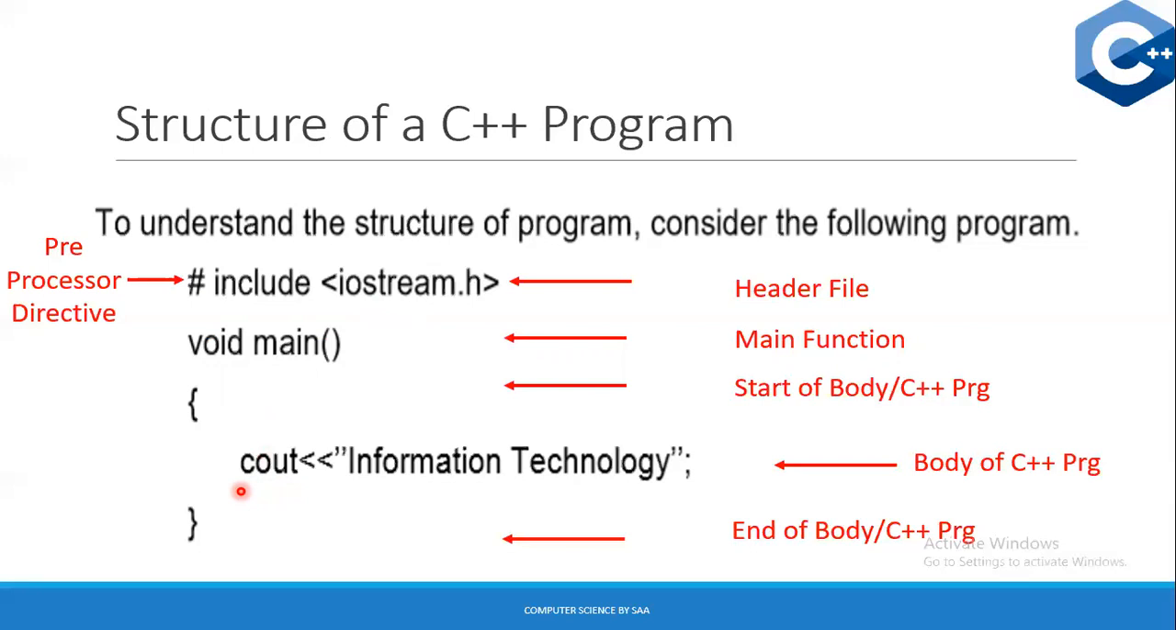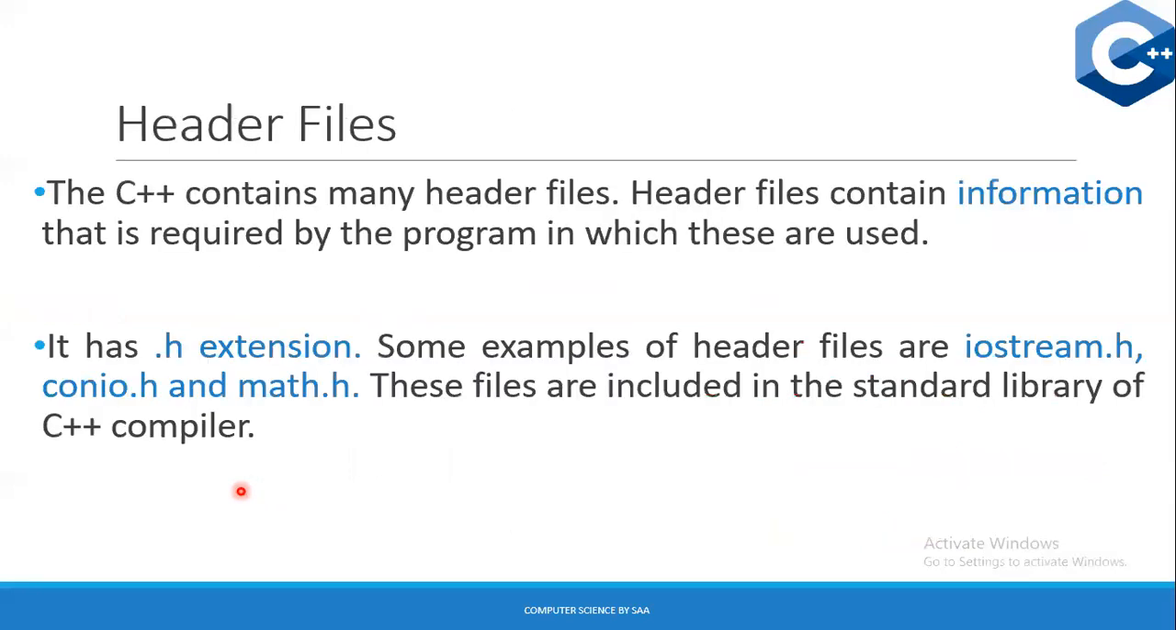So the header file contains the information which is required while writing the program. For example, I had to use the cout statement. So to use the cout statement, I had included iostream.h in the example that we have discussed. Similarly, some other header files are also available, and we will study them in the next topics.